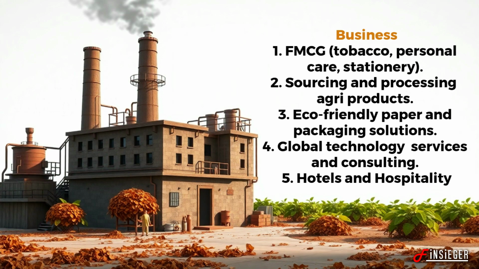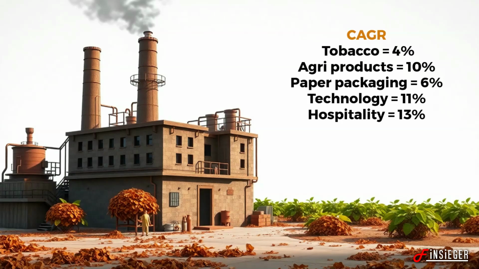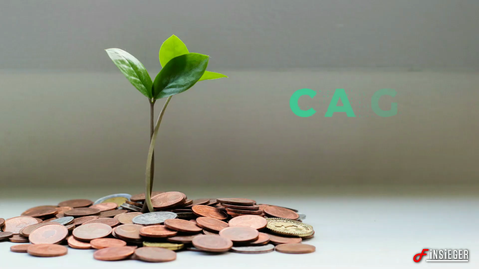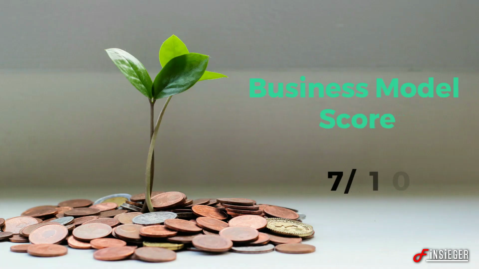ITC has diversified itself in 5 major businesses. Projected compound annual growth rate of all these are as follows. Considering tobacco being the highest revenue generator for ITC, its overall estimated business CAGR comes around 7.5% annual growth, which generates a business model score of 7 out of 10.